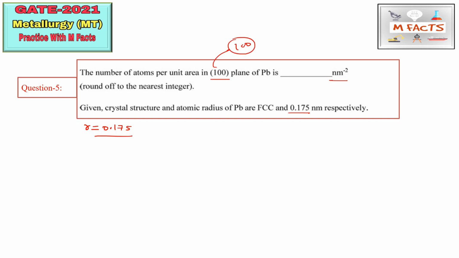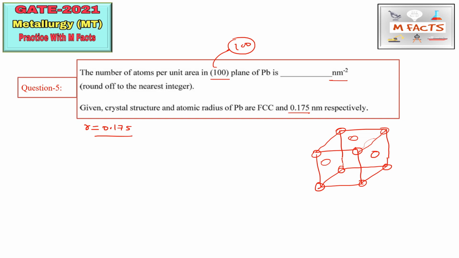Okay, so for FCC crystal structure, if you draw this FCC crystal structure, you will find it like that, this is the cubic shape. This is the FCC crystal structure and atoms will be placed like that. And if you look at the 100 plane, you will get one plane like that, that will be of square shape. Okay, so the atoms will be like that.